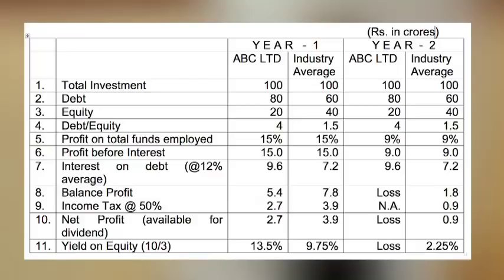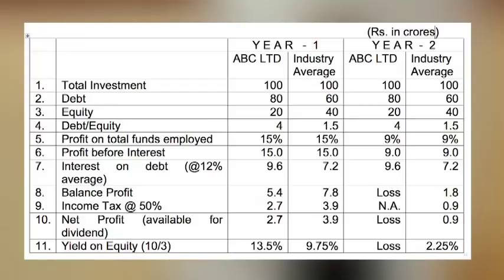The company has made a loss, whereas the industry average shows a nominal profit of 1.8. And the income tax on that one, the industry average is 0.09, but there is no liability on the company's part because it has made a loss. The net profit available, as we have seen, in the first year is 2.7 towards dividend payment, and the industry average is 3.9. In the loss year there is no dividend, and the industry average is 0.9.